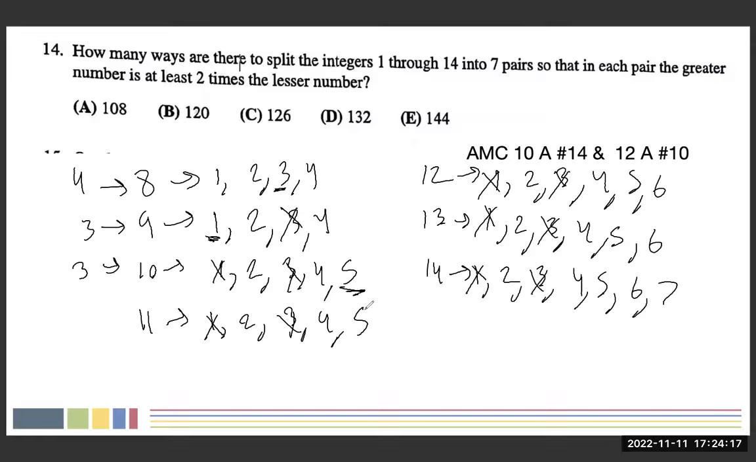So for example, for 10, let's say we pick 5, right? None of these numbers can have 5 anymore. Okay, what about 11? Well, now there's only 2 choices, 2 or 4. Let's say we pick 2. Okay, well, now we move on to 12.